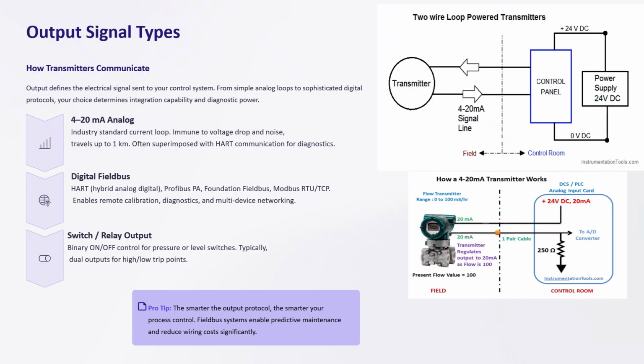Now, let's talk about accuracy. Accuracy defines how close your transmitter's reading is to the true value. It includes 4 key components. 1. Reference accuracy. Under controlled conditions. 2. Temperature effect. How readings drift due to temperature changes.